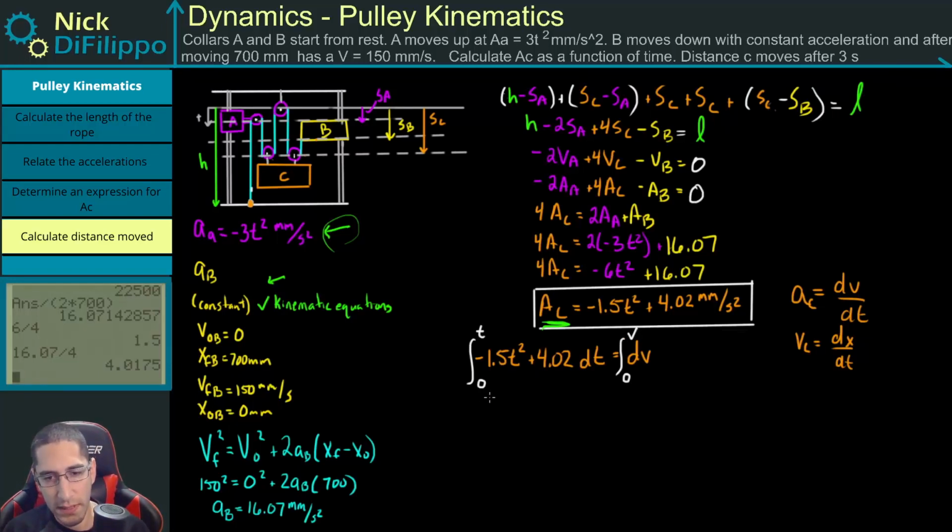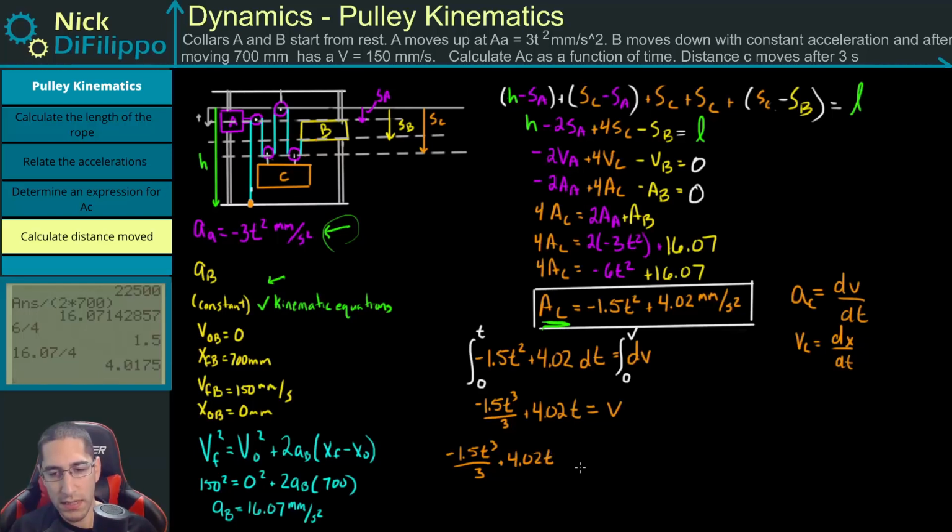This integral right here is going to be minus 1.5 t cubed over 3 plus 4.02 t, and if I evaluate this from t to 0, well, the 0 term just goes away. And on the other side, the 0 term goes away, so this is going to be v evaluated from v to 0, so v minus 0 is just v. So now I have an expression for v. Let's plug it into this equation and do that integration. So minus 1.5 t cubed over 3 plus 4.02 t is equal to, I'll bring the dt over here right now. So dt is equal to dx.